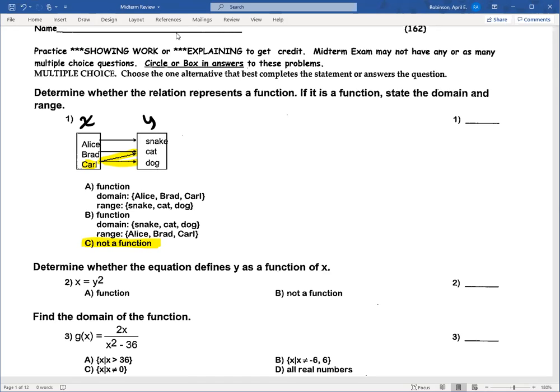But they can only go to either just cat, just snake, or just dog. They can all go to the same one, but each individual can only go to one.